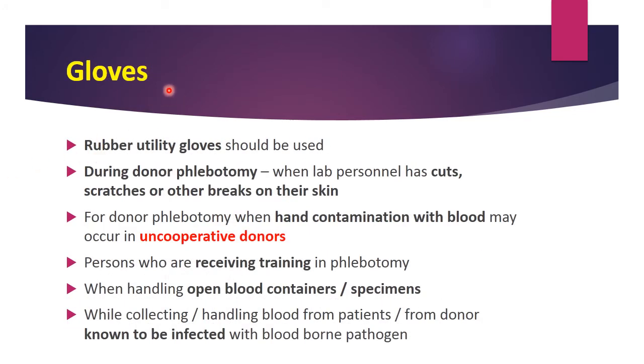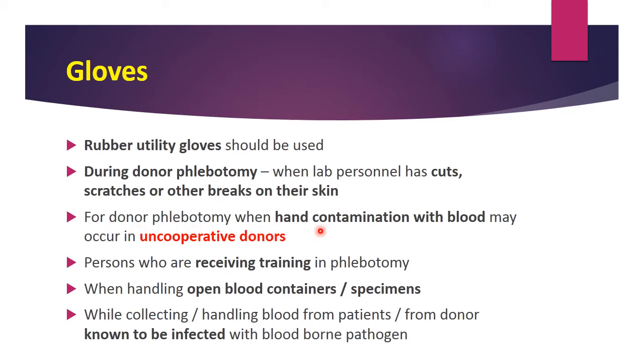Gloves. You all know that different types and sizes of gloves are available. This particular slide will say when we need to use gloves and which type of gloves should be used. Rubber utility gloves should be used by the phlebotomist during donor phlebotomy. If the technologist has any cuts, scratches or other breaks in the skin, we can make use of gloves. Cover the lesions and then the gloves can be put on.